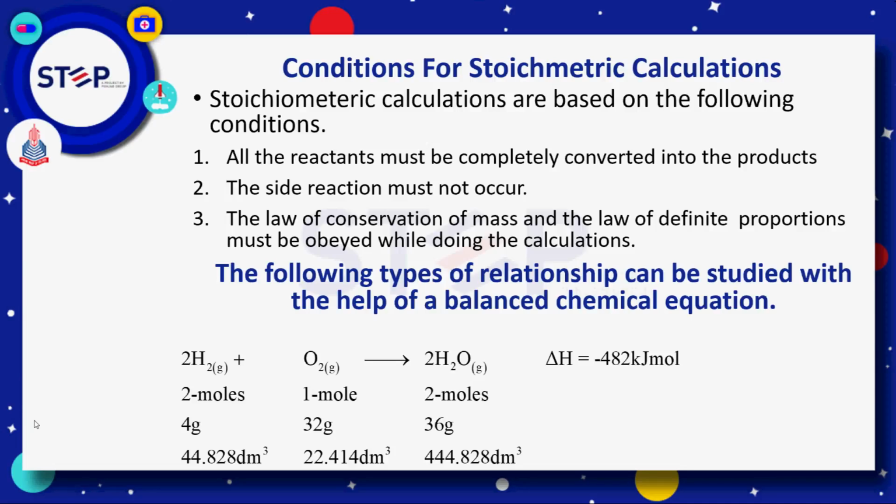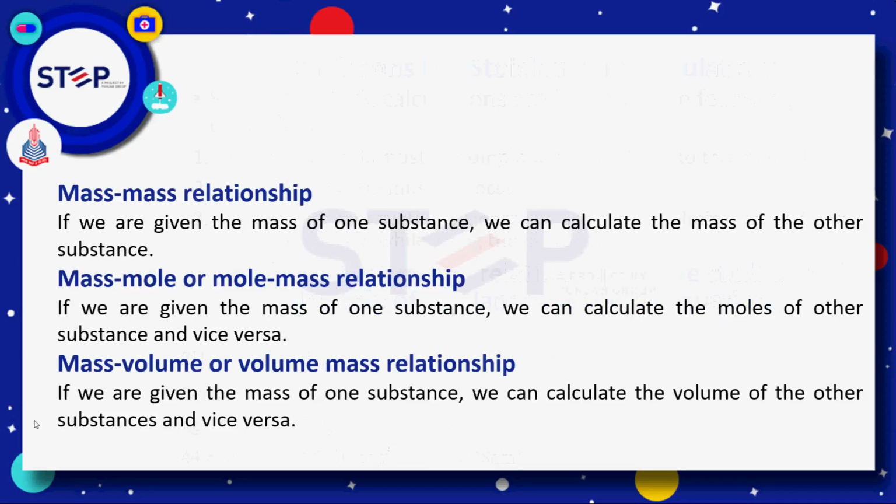For example, here the formation of 2 moles of water. 2 moles of hydrogen react with 1 mole oxygen to form 2 mole of water. That give us the information about the moles of reactant and product. 4 gram of hydrogen, 32 gram of oxygen react to form 36 gram of water. Here the 2 moles of hydrogen, it means that it is twice of the molar volume. 1 mole of oxygen, it means that it is the molar volume 22.414 dm³. There is a formation of 2 moles of water, it means that it is twice of the molar volume.